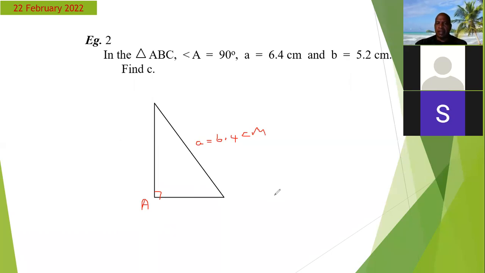At the top, I have C, and at the bottom, I have common capital B.